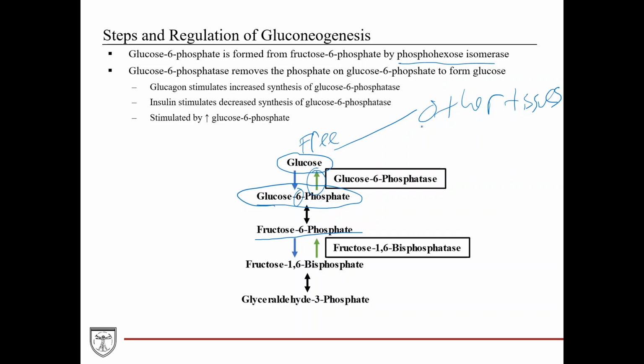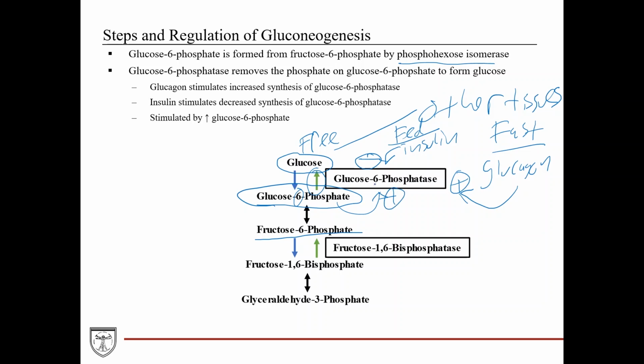Now on the regulation side, remember during the fasting state, you have glucagon, which stimulates the synthesis of glucose 6-phosphatase. And then remember in the fed state, you have insulin. And in the fed state, you have plenty of glucose around, so you don't need to synthesize more of it. So insulin's actually going to decrease the synthesis of glucose 6-phosphatase. And then lastly, glucose 6-phosphatase is actually stimulated by glucose 6-phosphate. So if you have a buildup of this, you're in the fasting state, it's going to help drive the activity of this enzyme to help drive towards producing free glucose.